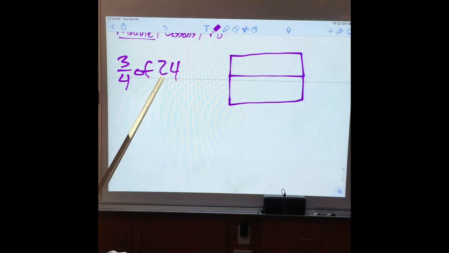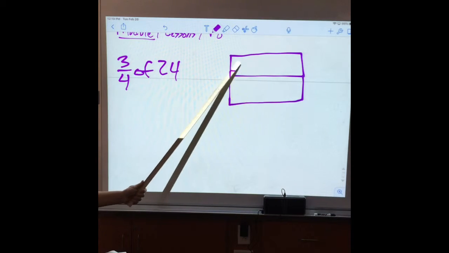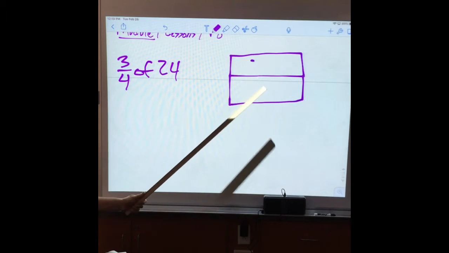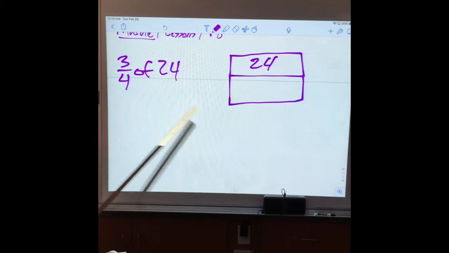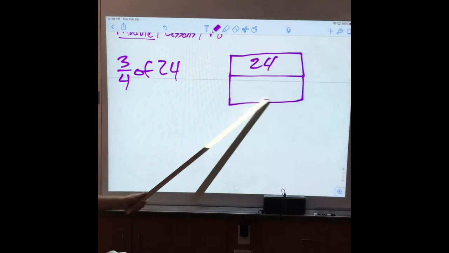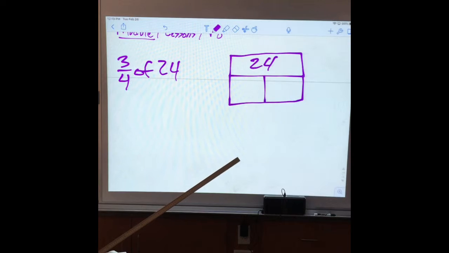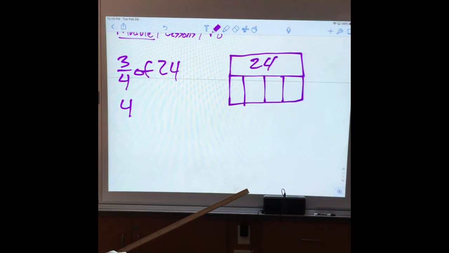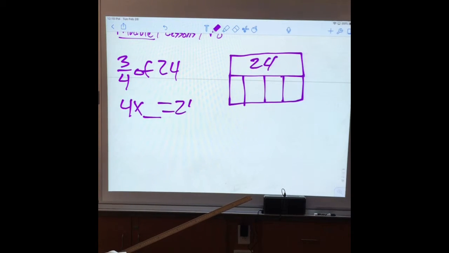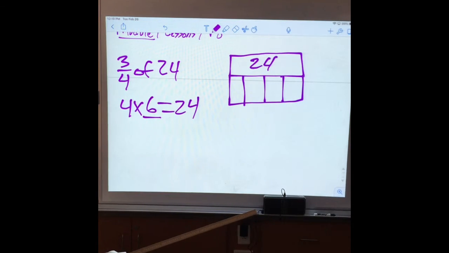All right, let's try this one. What's 3/4 of 24? What number are we going to put in the top box? We're going to put 24, right. How many pieces are we going to cut our box up into? Well, we're going to cut it up into fourths, right? So my question is what? 4 times blank equals 24. What do you think that would be? If you said 6, nice job. So a 6 will go in each box like this.